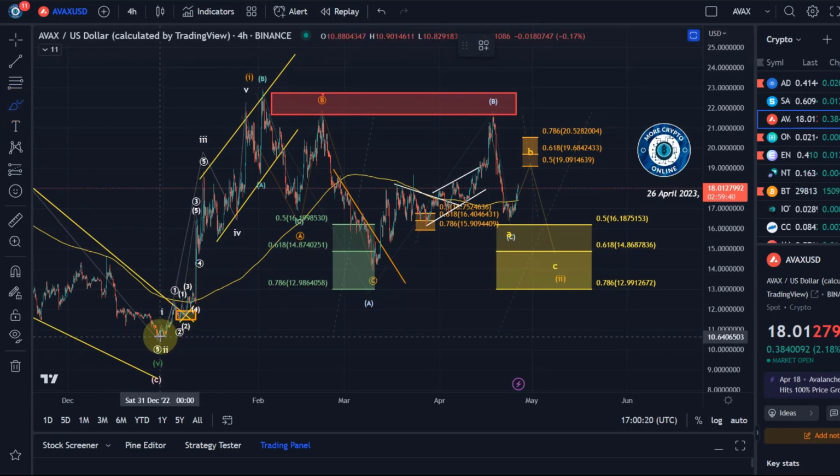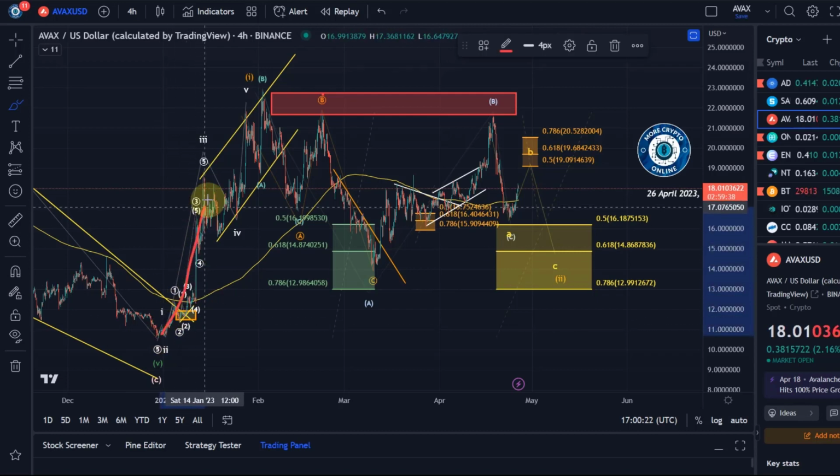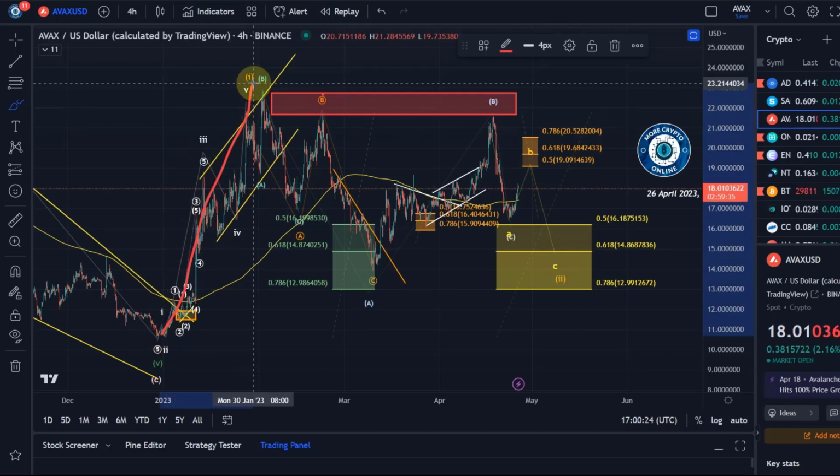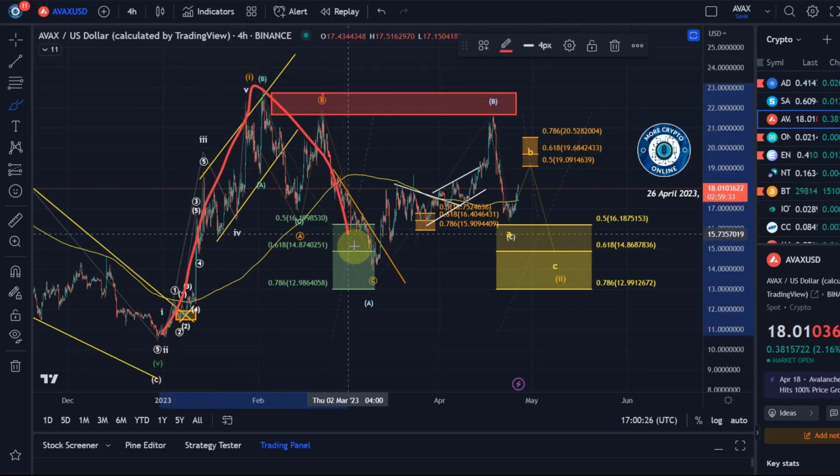Okay, so we have been putting in a 5-wave move off the December lows, which is an impulse. We've come down in 3 waves. That's basically a good confirmation that the trend has shifted, at least temporarily, to the upside. Always bear in mind, there's never certainty, only probabilities.